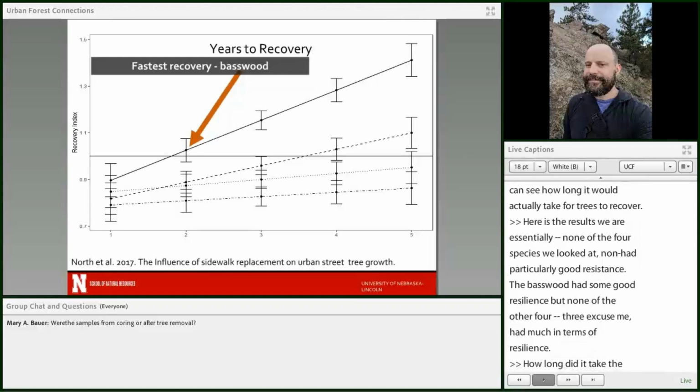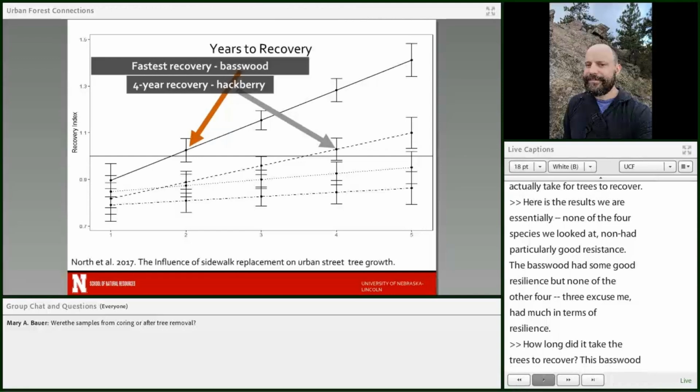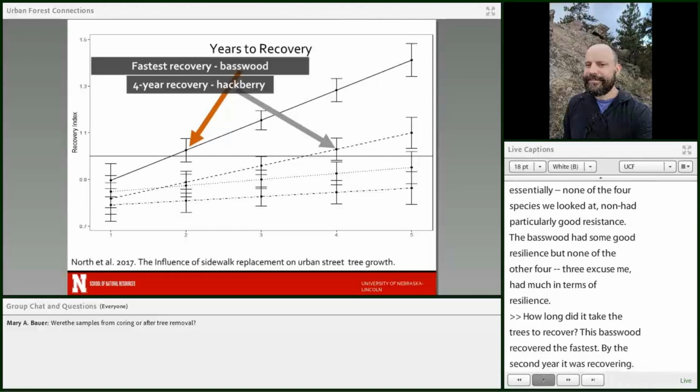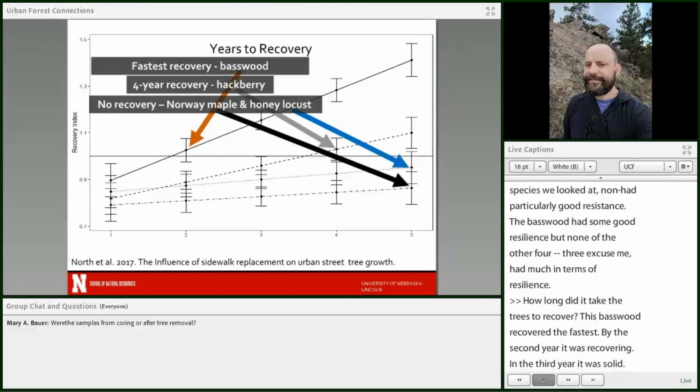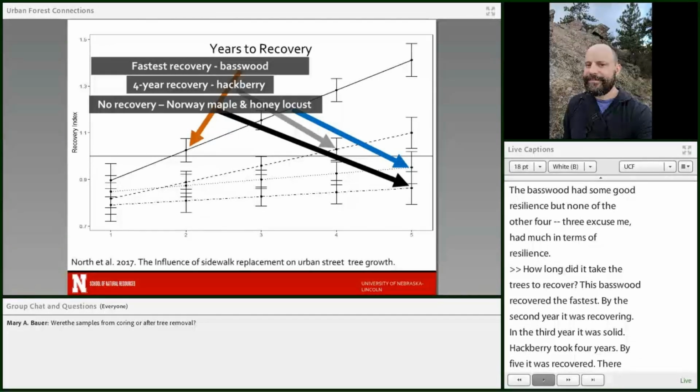They weren't particularly resistant or resilient to this. Basswood recovered the fastest. Really by year 2 it was recovering. In year 3 it was solidly recovered. Hackberry took about 4 years to recover to previous growth. So then by 5 it was certainly recovered. There was really no recovery over this 5-year period for either Norway maple or honey locust.